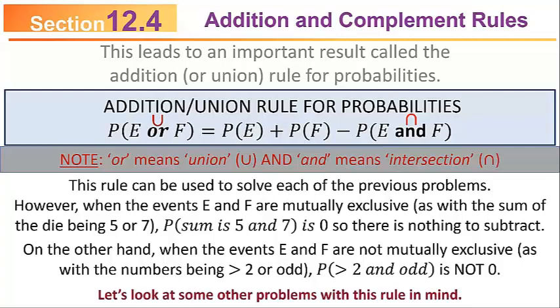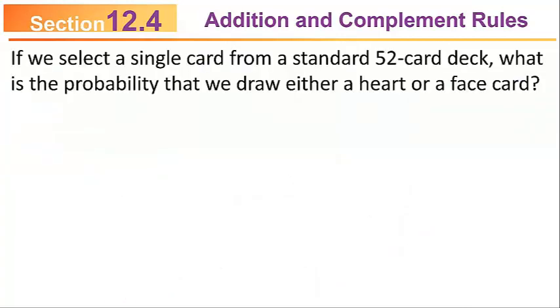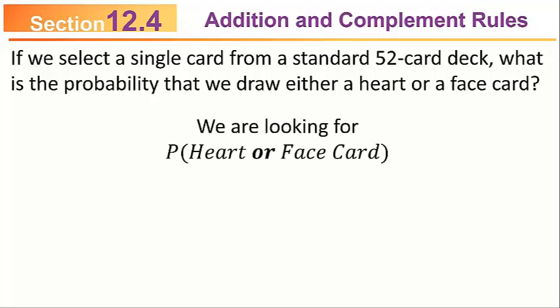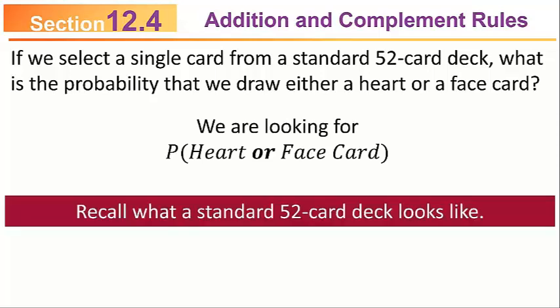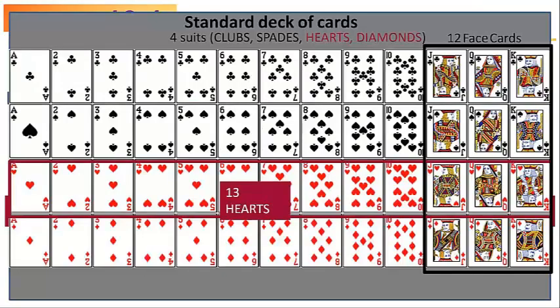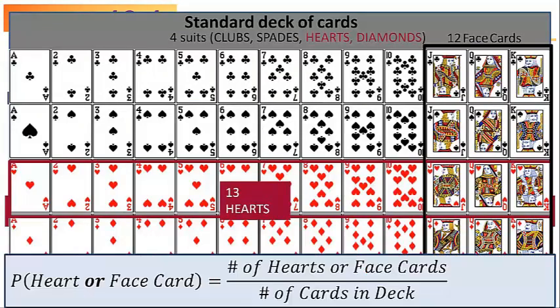Now let's look at some problems where we might want to think about it in terms of using this formula. If we select a single card from a standard 52 card deck, what is the probability that we draw either a heart or a face card? So the probability of a heart or a face card. Recall what this standard 52 card deck looks like. It has 4 suits, 12 face cards, etc. So the probability of a heart or a face card is just going to be the number of hearts or face cards over the number of cards in the deck.